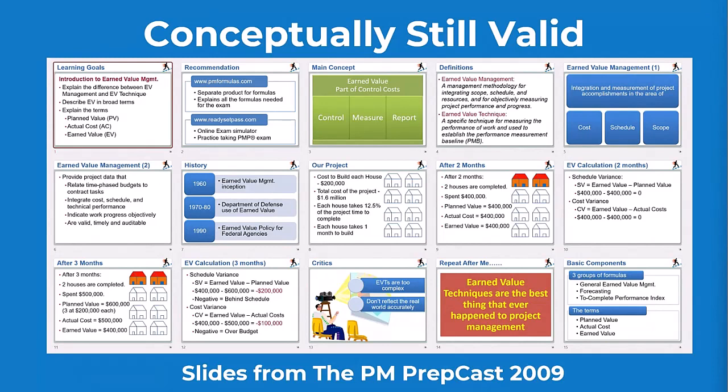The slides are ugly. Back then, this was the norm, right? This was the type of PowerPoint presentation you would expect. Today, it's totally different, but conceptually, still valid.